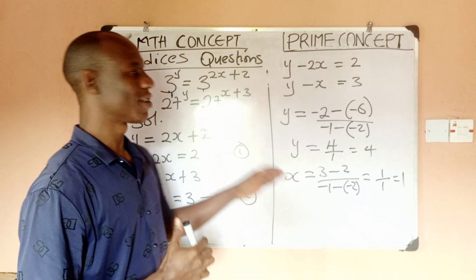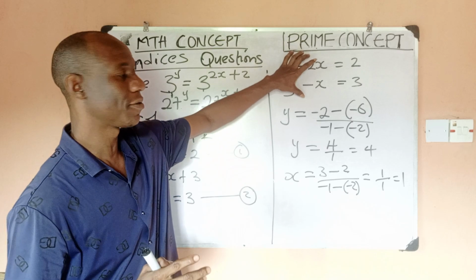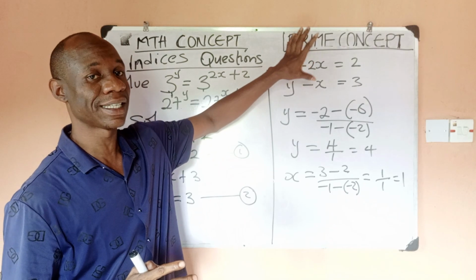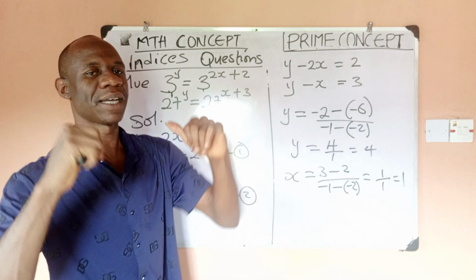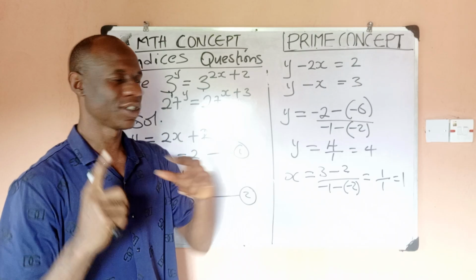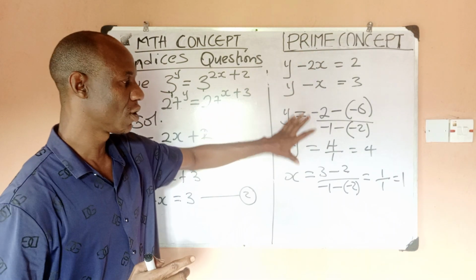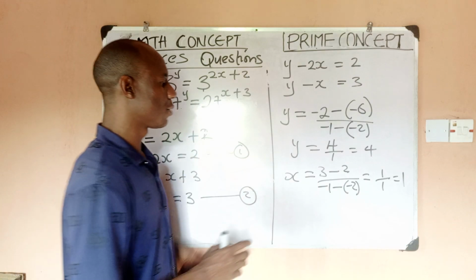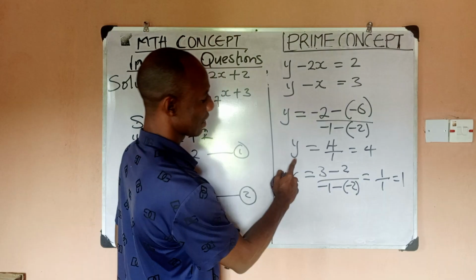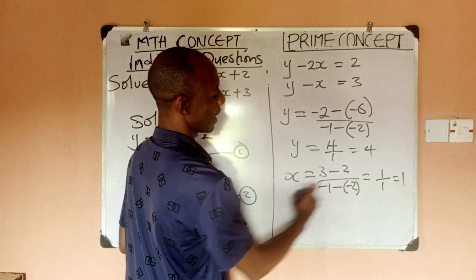So I believe this concept is clear. If you really don't understand what I've done here, what I've actually used there is Cramer's rule. So check one of my short videos where I explained Cramer's rule. But we can still solve this if you don't understand it. So let me quickly help you again. So this is my answer. My y is 4 and my x is 1.